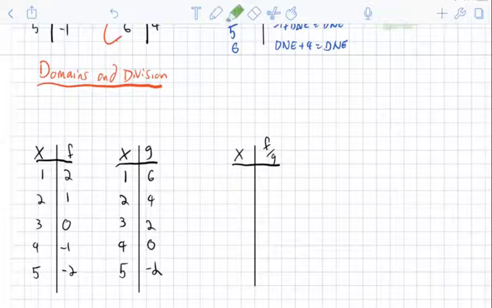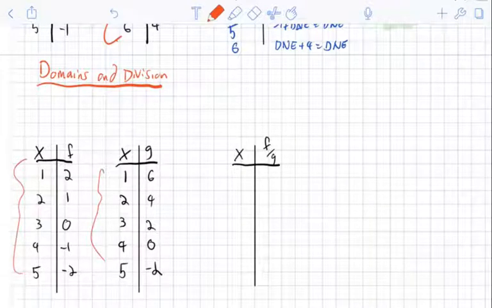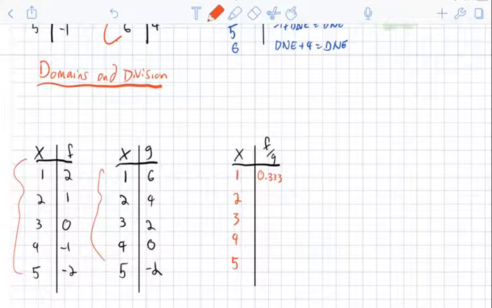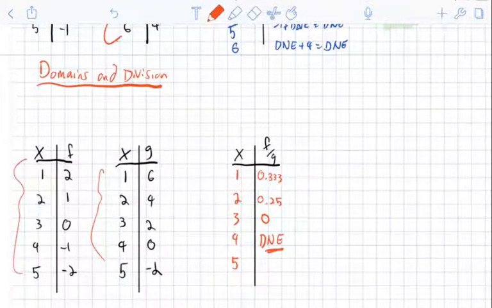Why don't I just compute these for fun? Look, their domains are the same in both these cases. 1, 2, 3, 4, 5. So 1, 2, 3, 4, 5. I shouldn't have any problem with these. Let's calculate these. So it's 0.333 on my calculator, and this is 0.25 on my calculator, and this is 0 on my calculator, and this one is undefined. And this one is -2 or -1 on my calculator. This is the one I wanted to point out.